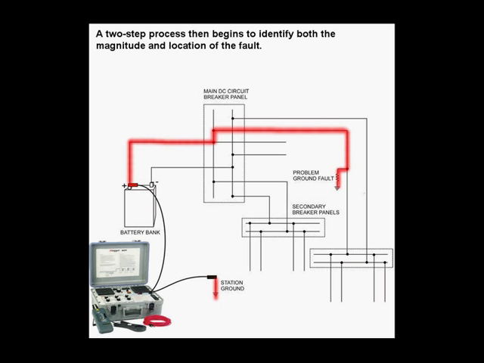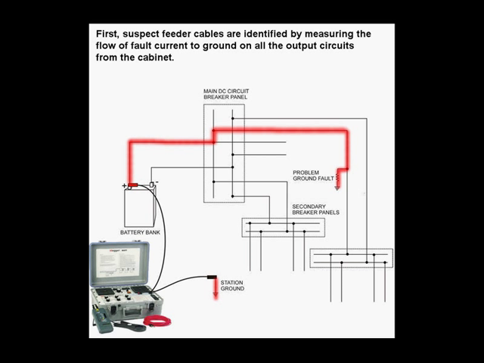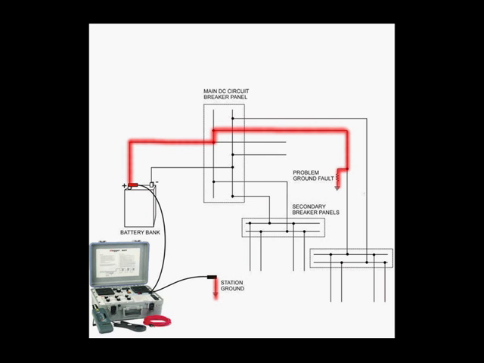A two-step process then begins to identify both the magnitude and location of the fault. First, suspect feeder cables are identified by measuring the flow of fault current to ground on all the output circuits from the cabinet. Then a bridge balance measurement is performed to determine the value of capacitance and resistance of the suspected ground fault.